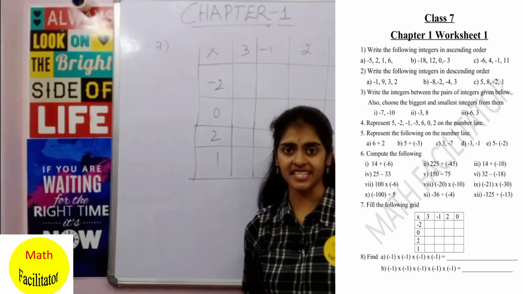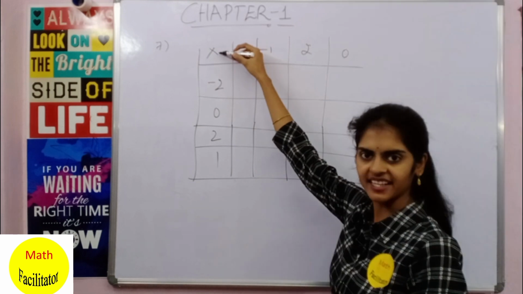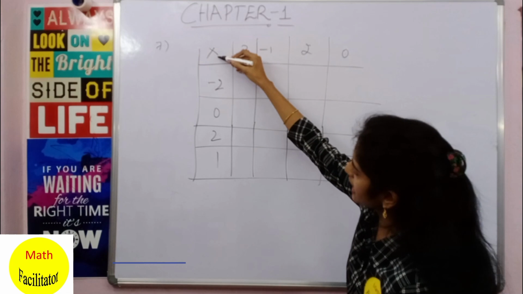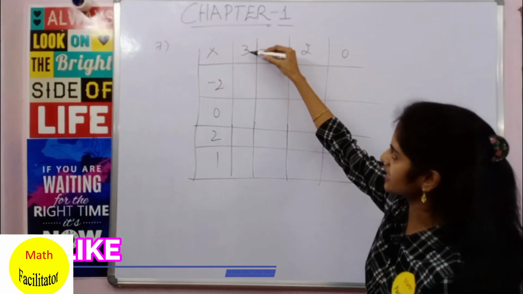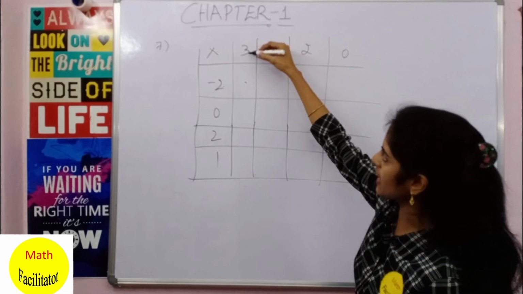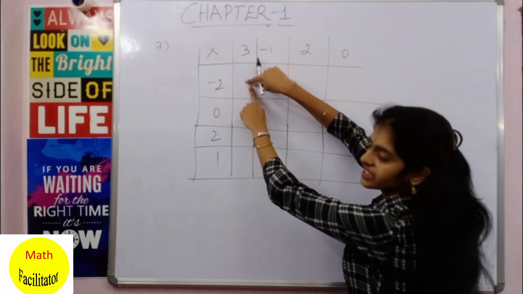Now the next question is, you have to fill this table. So you have a multiplication sign in between. Now see, how do you do this? So 3 into minus 2. This is nothing but 3 into minus 2. If you have to fill this box, you have to multiply 3 and minus 2. So 3 into minus 2 will give you this box.